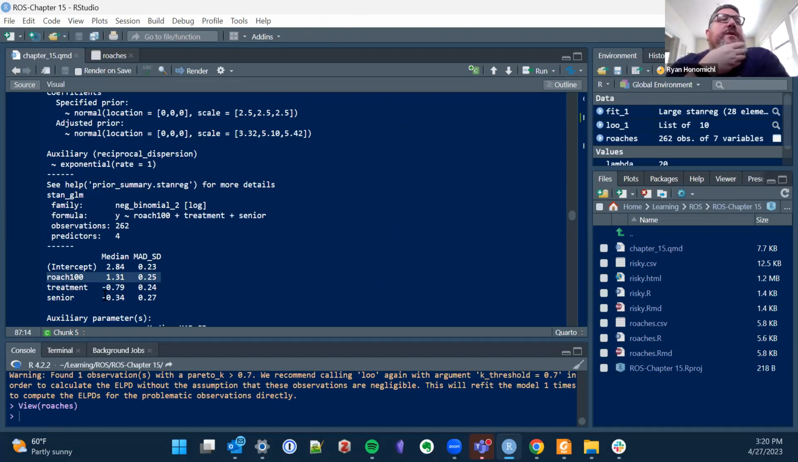Yeah, so Roach 100 is how many pre-treatment roaches existed in that location, right? So what we're saying is, and once again we can use EXP, we can exponentiate stuff. I guess he doesn't really say anything about the interpretation here, does he?